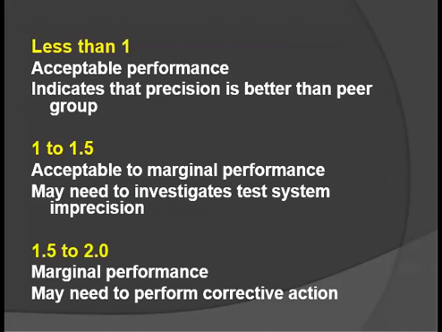And then to interpret the result, if after solving you get less than 1, then that means that the method has an acceptable performance and your precision is good. Okay? Pag 1 to 1.5, kailangan na natin magsimula ata mag-investigate ng test system imprecision. And then, ito na naman, mas strict po. 1.5 to 2. So, pag 1.5 to 2 raw po, definitely imprecise na po yung laboratory method mo.